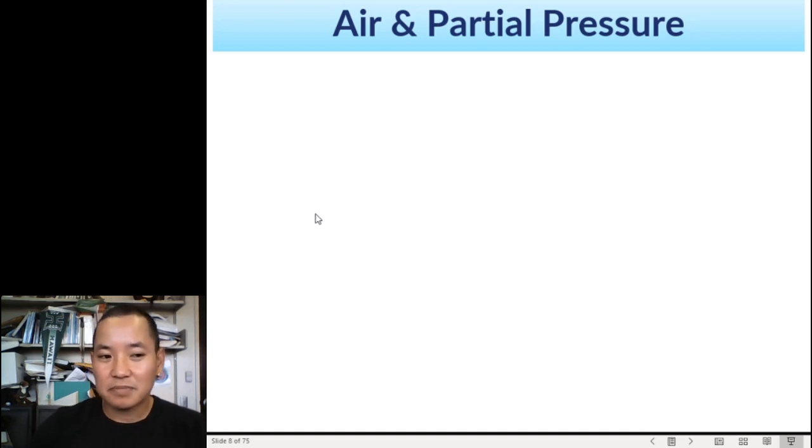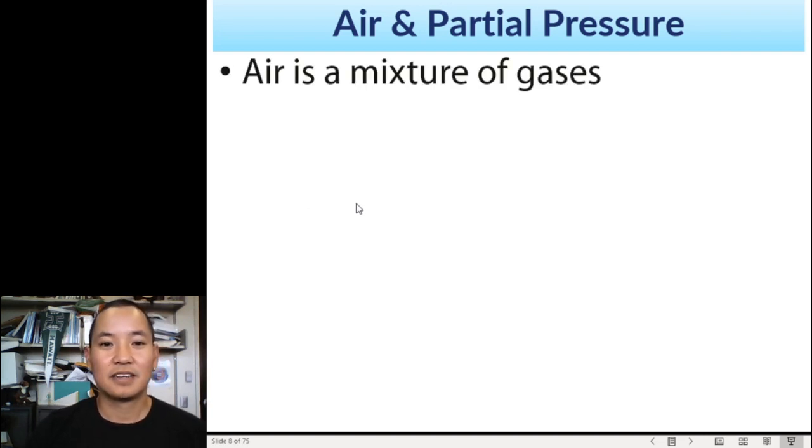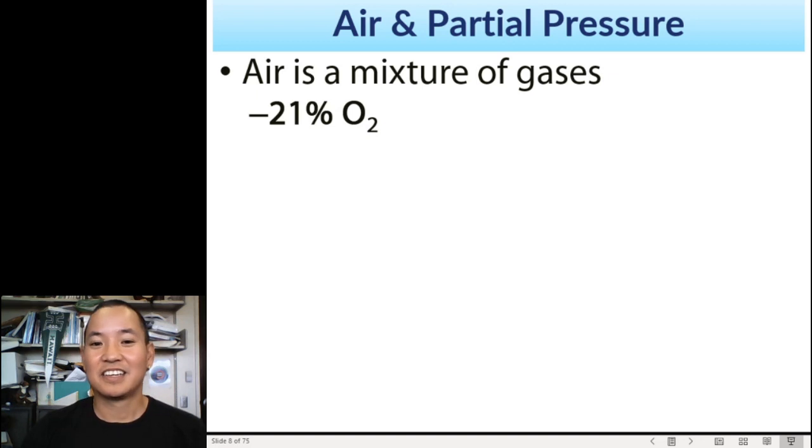Now let's talk about something called partial pressure. If you've already taken chemistry or physics, this might sound familiar to you. So air is not just simply oxygen and carbon dioxide, it's actually a mixture of gases. So true or false? In the air we breathe, most of it is oxygen. Think about it. The answer is actually only 20% or 21%, and I think the exact figure is around 20.9, but for our class, 21% of the air we breathe is oxygen.